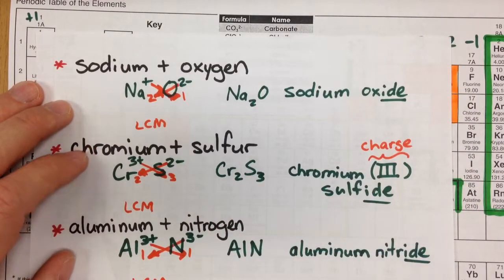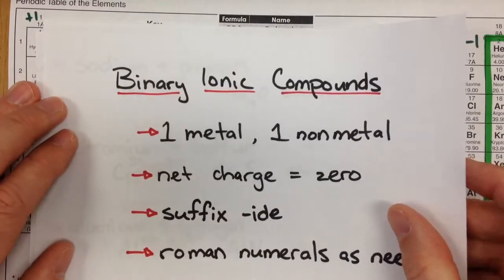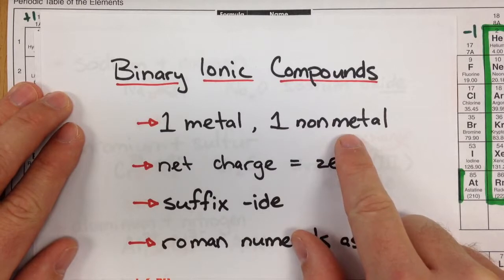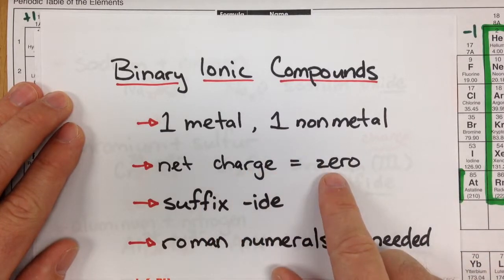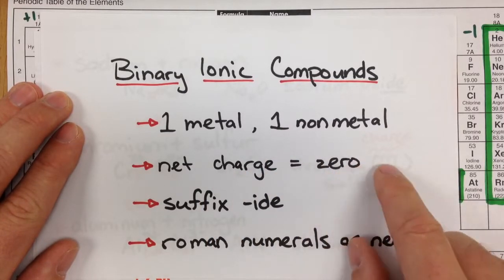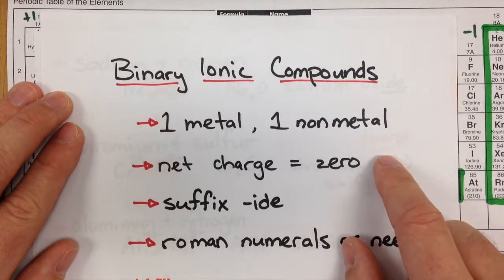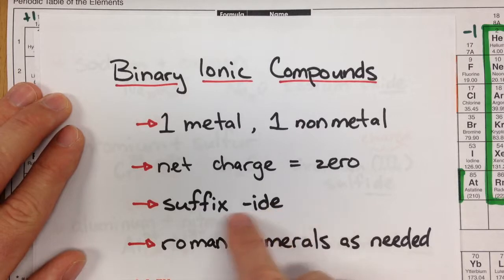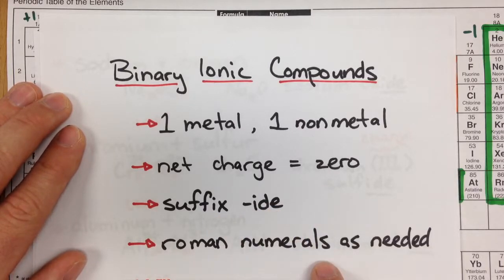All right. Recall, to wrap this up, binary ionic compounds form between a metal and a nonmetal, where the net charge of the compound is always 0. We can find that using the least common multiple or the crisscross method. The suffix of the second element, the nonmetal, will always contain IDE. And remember, you always need to use Roman numerals. This is one of the most common mistakes or omissions by students in chemistry classes.